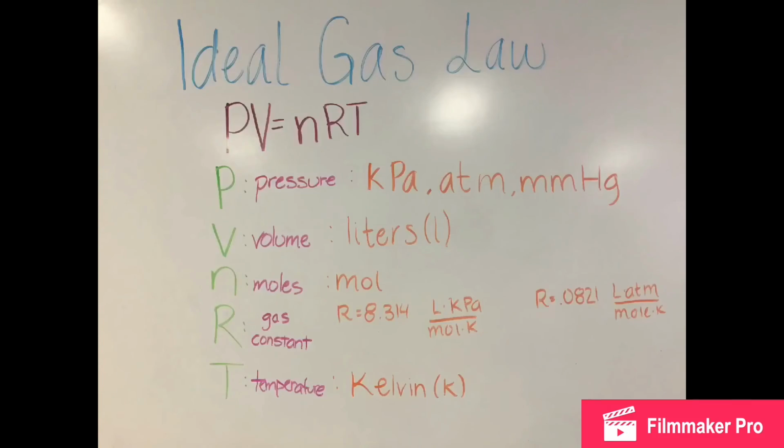The formula for the ideal gas law is PV equals nRT. Pressure is how often the atoms hit the sides. Volume is how big the container is. Moles is how many particles there are. The R is your gas constant. You pick the right one according to your units for pressure. Temperature is how fast the particles move.